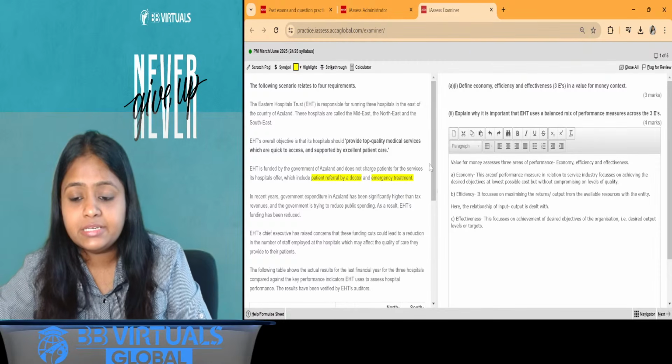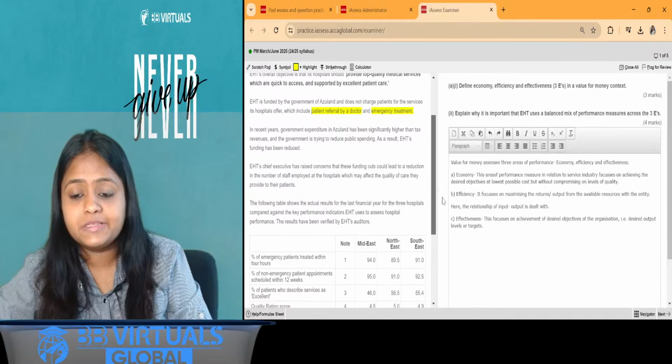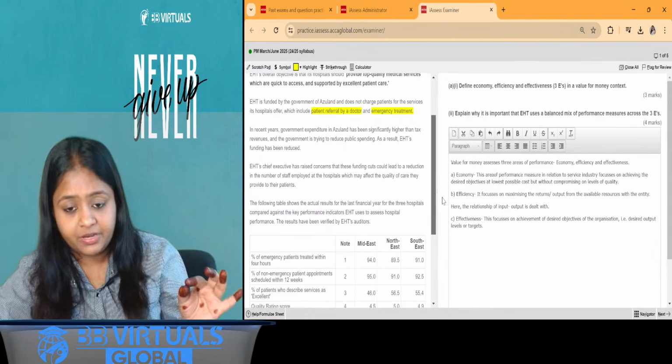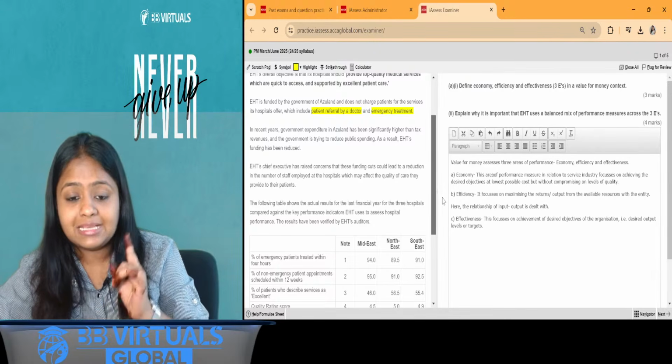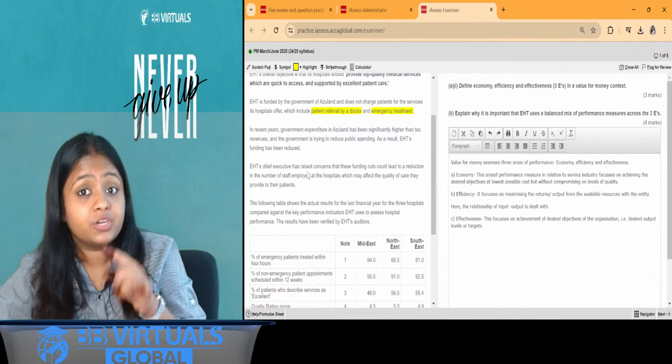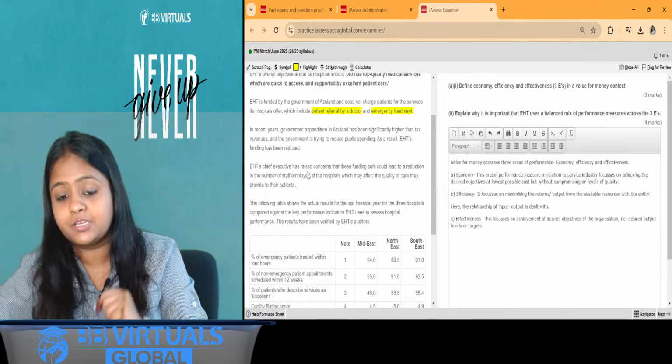Now, in recent years, government expenditure in Azuland has been significantly higher than the tax revenues, and the government is trying to reduce public spending. As a result, EHT's funding has been reduced. So now there is going to be pressure on the cost.